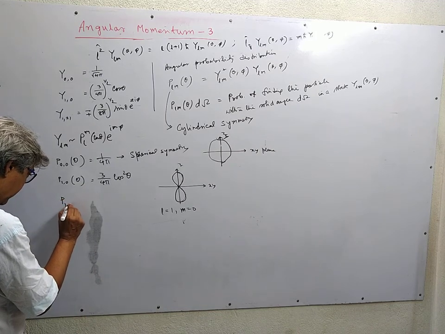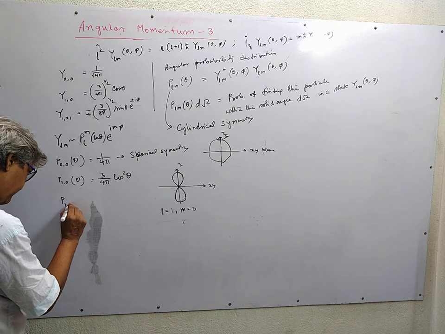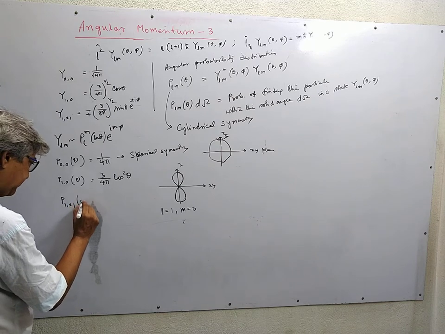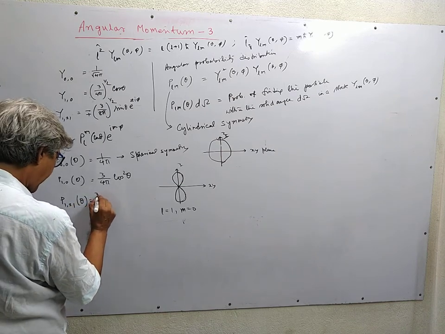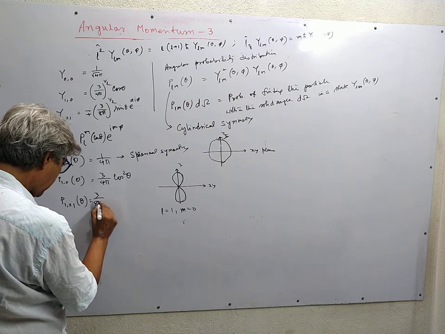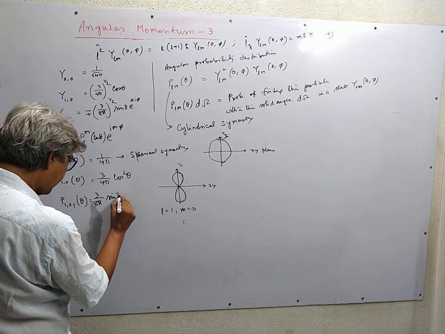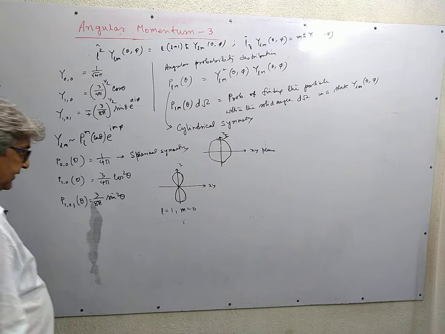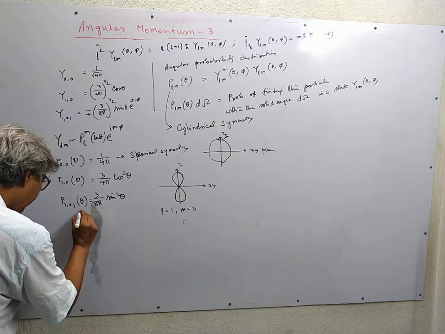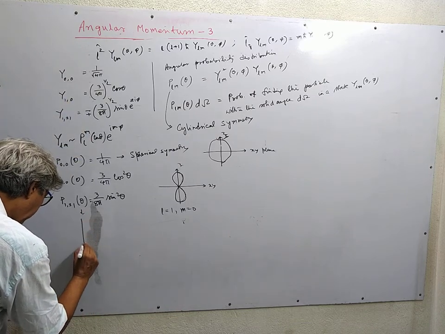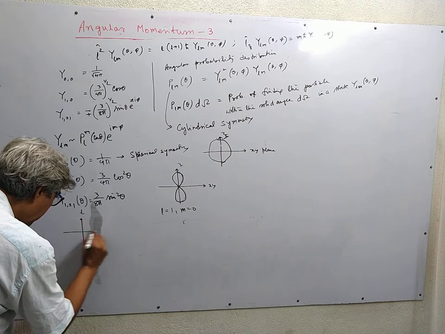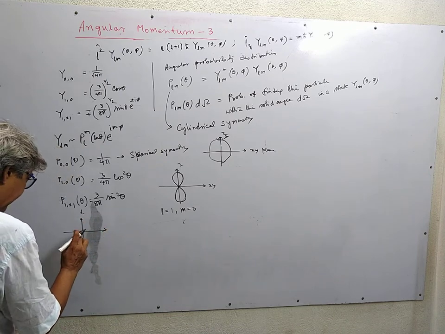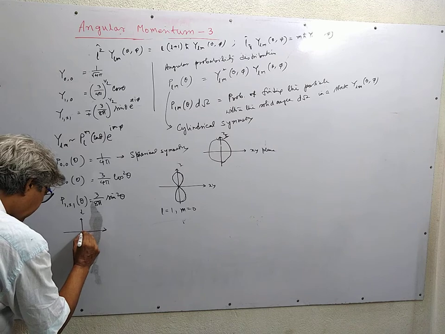For P1 plus minus 1 of theta, it is 3 by 8 pi sine square theta. The graph of sine square theta is, it is 0 on the z-axis.